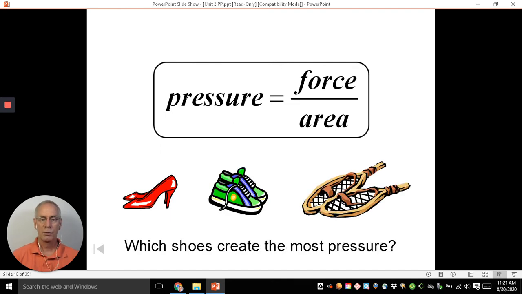If I were to ask you which of these shoes would create the most pressure, you would say, well, the red high-heeled shoes probably, because there's a very small area that is holding all of the force of your body. These rather orthopedic looking shoes probably are going to be a little more comfortable as they spread the force out in a big area. Or you can use these old wooden tennis rackets. I think we call these things snowshoes. And they will put your force over a very large area so you don't sink into the snow.